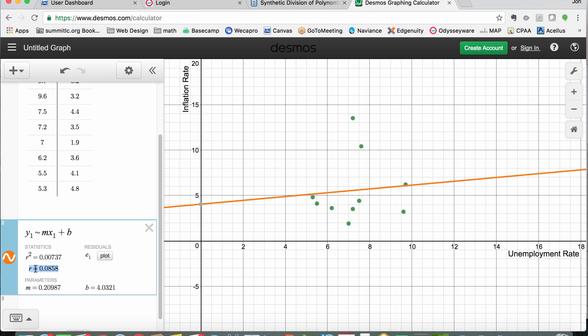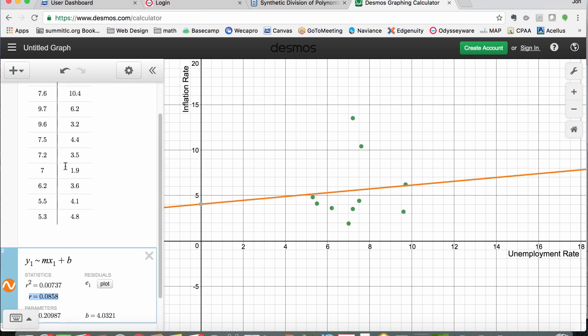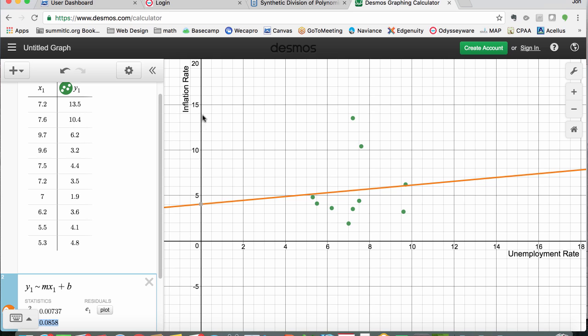So when I get an R value of 0.0858, and I'm looking at this and not really any of the points seem to fit any sort of pattern, then I'm going to say, you know what? During the 80s, there's no relationship between the unemployment rate and the inflation rate. In fact, it's all kind of just scattered about. Here we go. The inflation rate was high, but the employment rate was high.